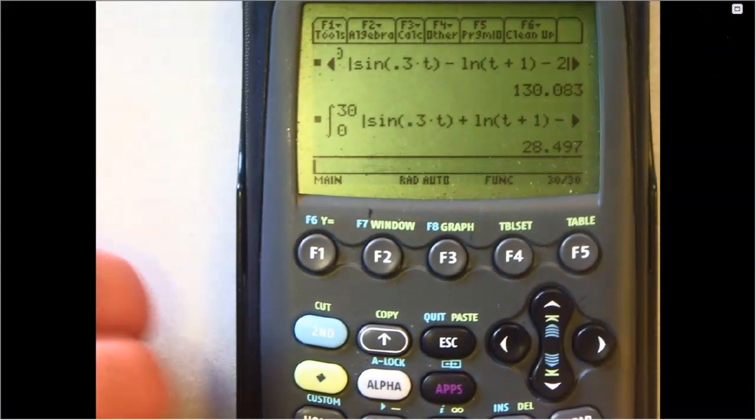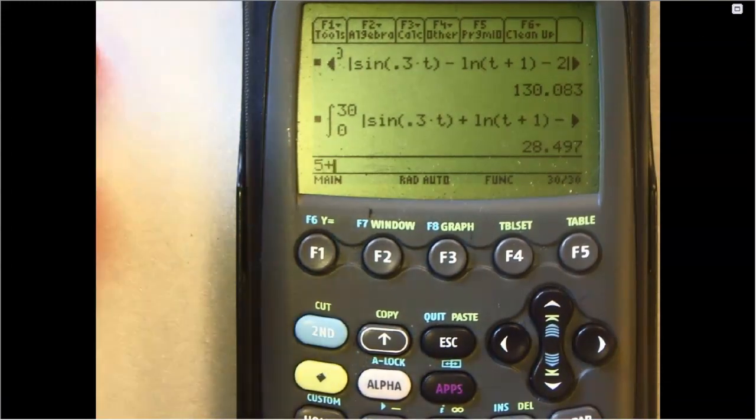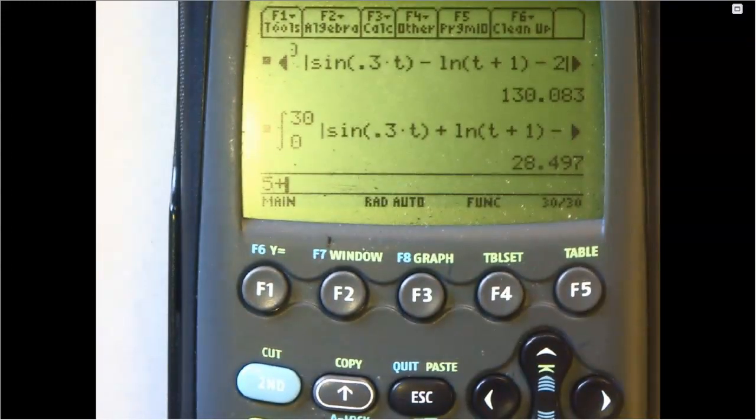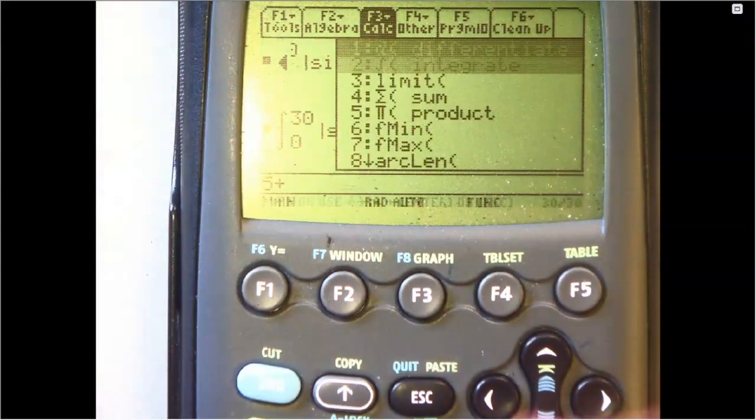Alright, so I'm going 5 plus. I would strongly recommend putting the 5 plus in there because a lot of times people are like, oh, I'll just integrate it and then I'll add 5 at the end. When you totally forget to add 5 at the end, your answer's wrong because of that. I'm going 5 plus the integral.